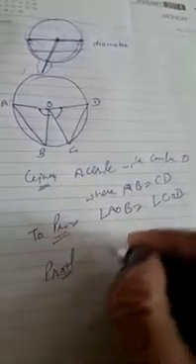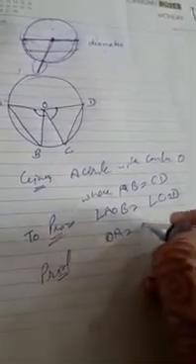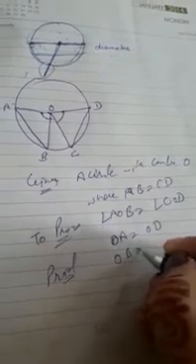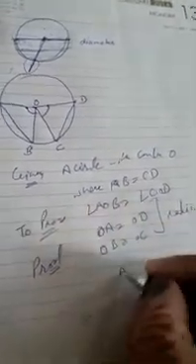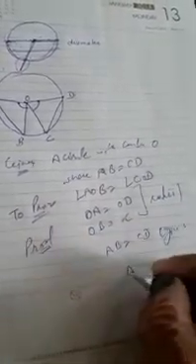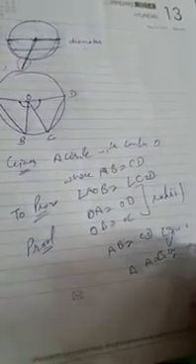Now let's see its proof. OA is equal to OD and OB is equal to OC. These are the radii of the circle. AB is equal to CD. This is given. So triangle AOB is congruent to triangle COD by side, side, side. If triangles are congruent, then we can take angle AOB is equal to angle COD by CPCT.